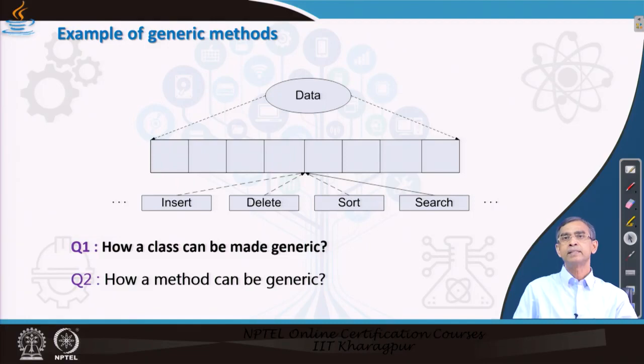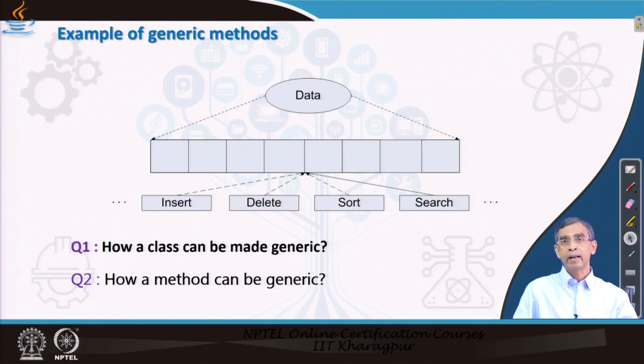Now, other than generic methods, there is one concept of how we can define an array which can store any type of data. That means the same array name, say the name of the array is x, but from time to time it can store an integer, a string, floating point values, or any user defined type.